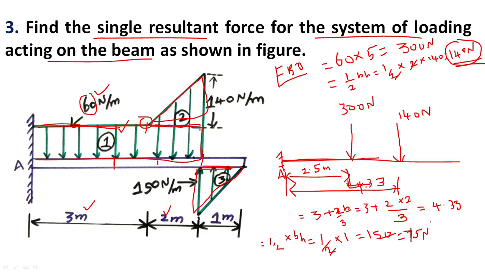So we also want to find the distance of this load acting from A. Here the total distance up to this point is 5. Here the distance is B by 3. So for the triangle, the centroid is at 2B by 3 from the small-area end; starting from the large-area end, it is only B by 3. So 5 plus B by 3, that is 1 by 3.